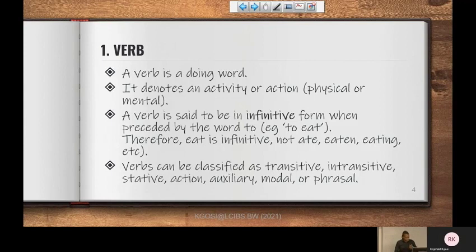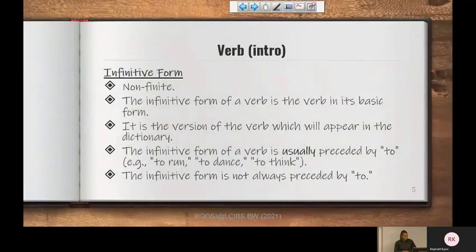For instance, in the examples here, eat, we can say to eat. We cannot say to eaten, right? We cannot say to eating or to ate, but we say to eat. To eat sounds natural. So that's one of the easiest ways of identifying the infinitive form of a verb. We'll discuss it again. Verbs can also be classified, in those classifications there, which we are going to look at in a very short time.